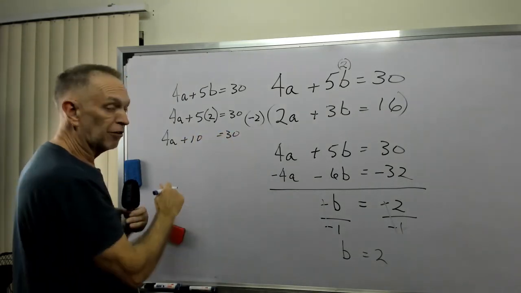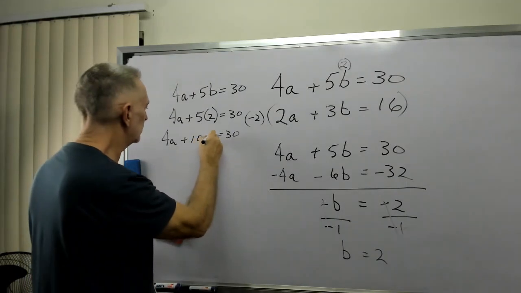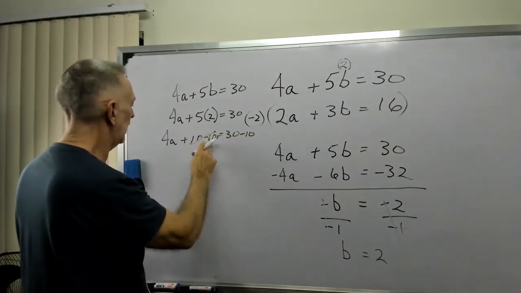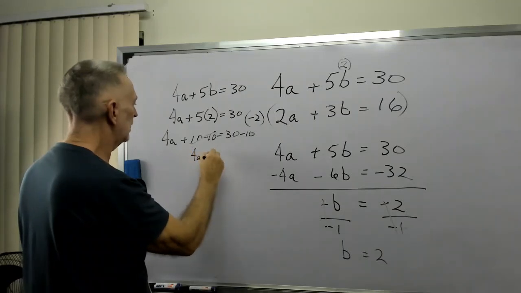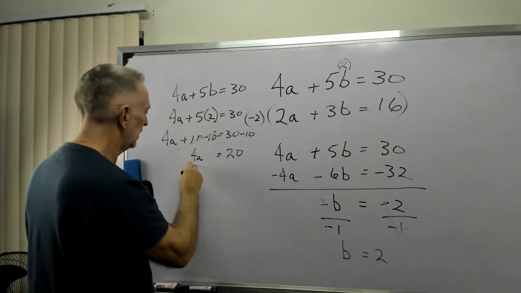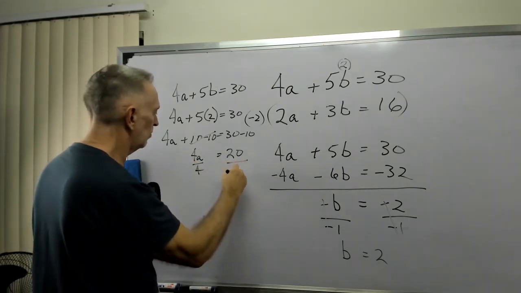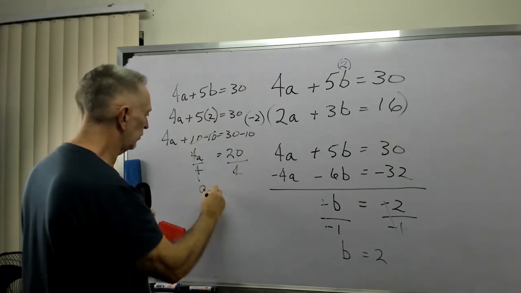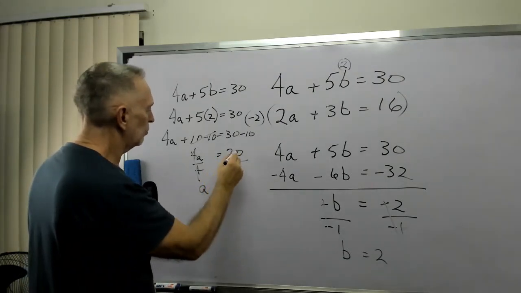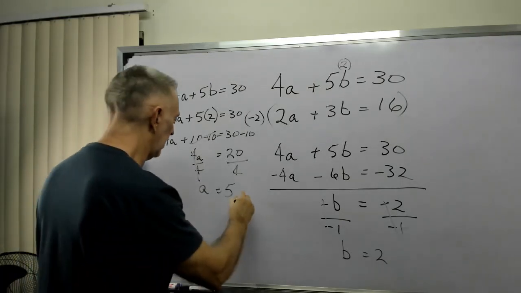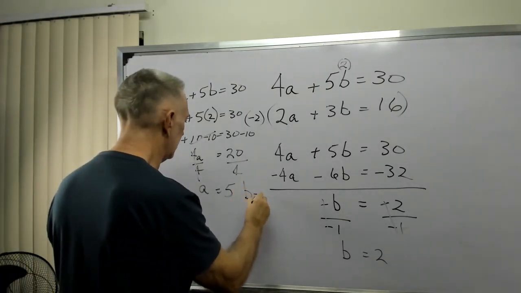Now I'm going to subtract 10 from both sides. So 10 minus 10, that cancels. So 4a equals 30 minus 10, which is 20. I'm going to divide both sides by 4. 4 divided by 4 is 1. 1 times a is a. A equals 20 divided by 4, which is 5. So now I have a equals 5, b equals 2.